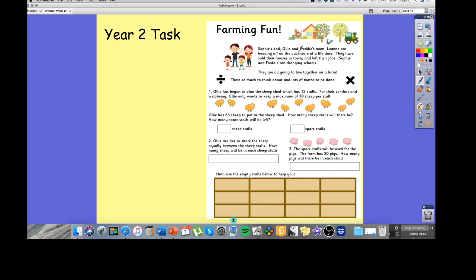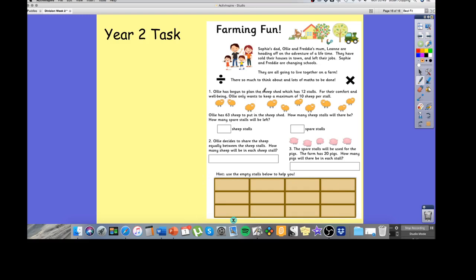Sophie's dad, Ollie, and Freddie's mum, Leanne, are heading off on an adventure of a lifetime. They have sold their houses in town and left their jobs. Sophie and Freddie are changing schools. So far, don't need to know anything. They are all going to live together on a farm. There is so much to think about and lots of maths to be done. So, all of these questions, you're going to need this grid down here to help you.